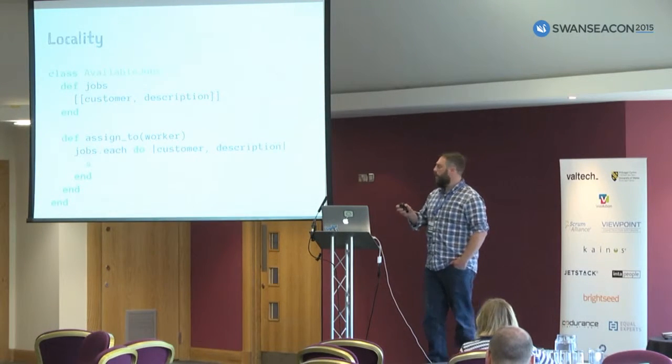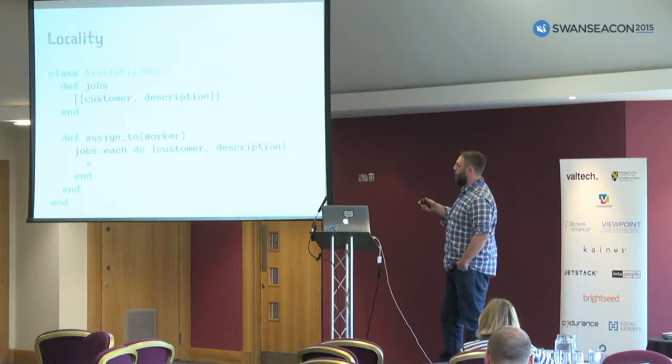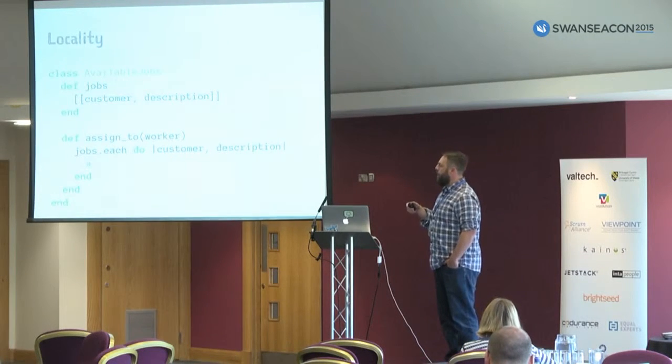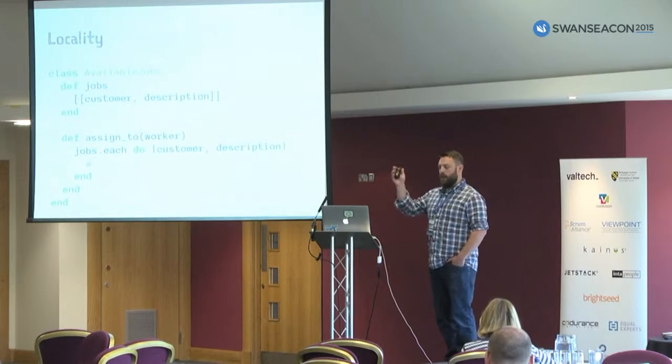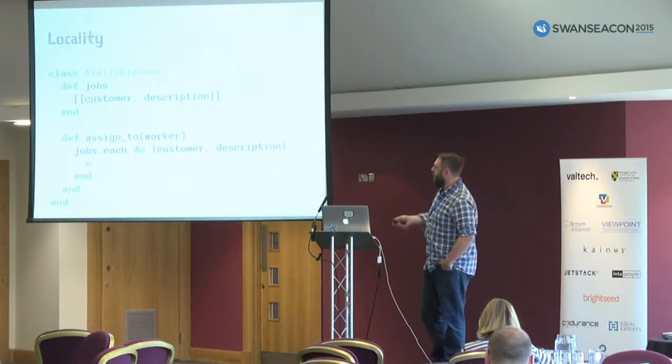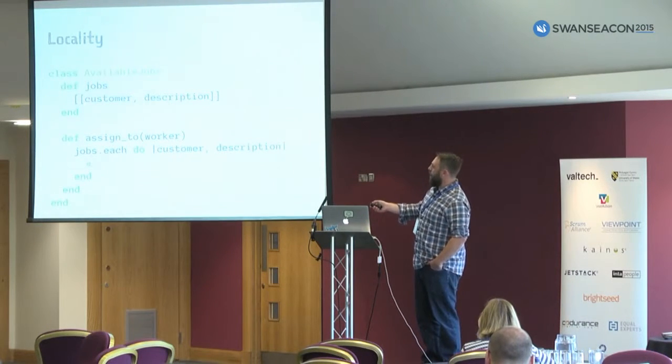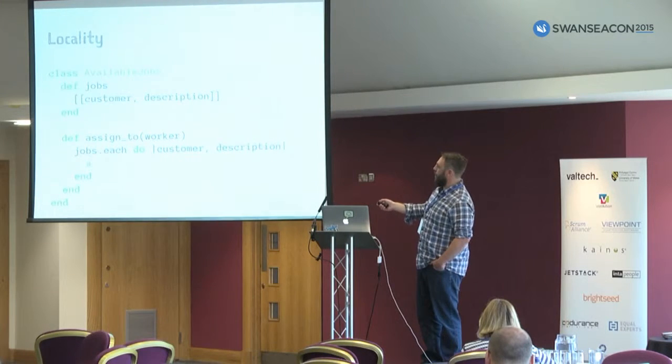So take a look at this. It's a very simple piece of code. We have an available jobs class which generates a list of jobs, which is just an array of tuples, which is the customer and then the description.